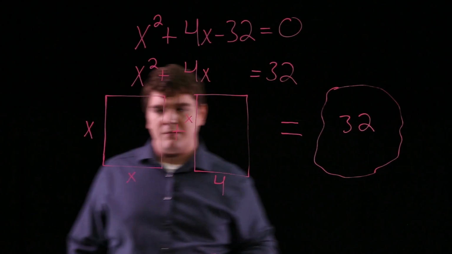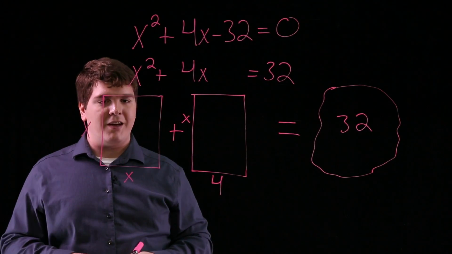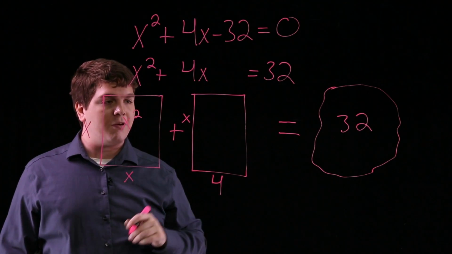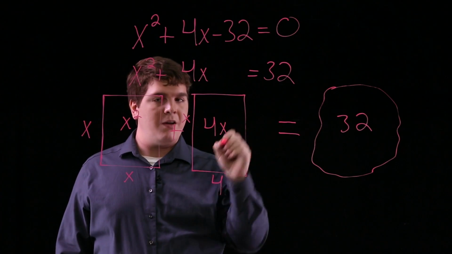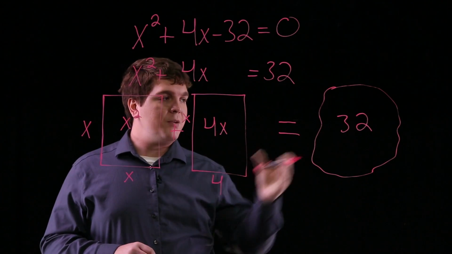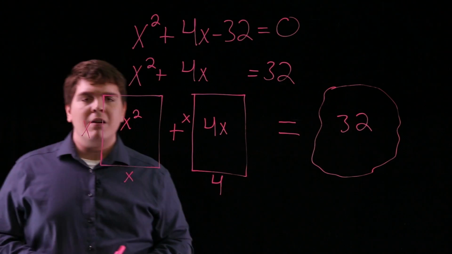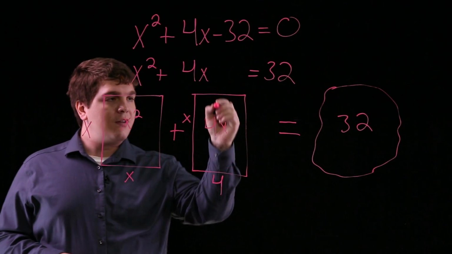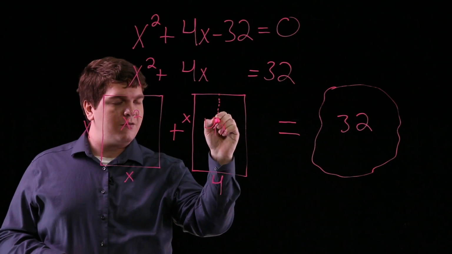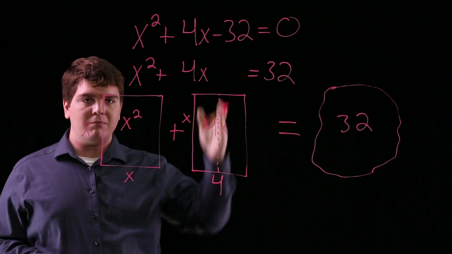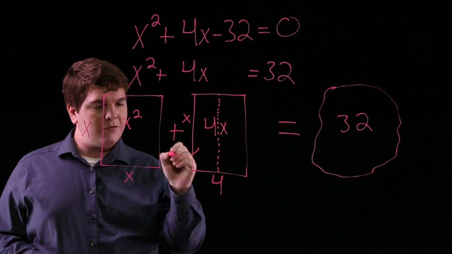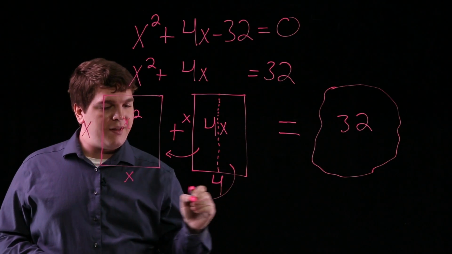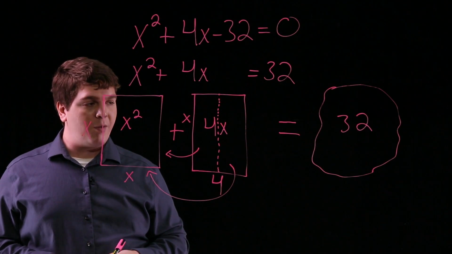So what we see over here on the left-hand side is an x by x square with area x squared, and an x by 4 rectangle with area 4x. When we combine these two areas, we should have an area of 32. So we want to combine these two areas in a strategic manner. We'll take our rectangle and consider cutting it in half vertically. We'll take one rectangle and slide it right up against the right-hand side of our square, and take the other rectangle and slide it up against the bottom of our square.